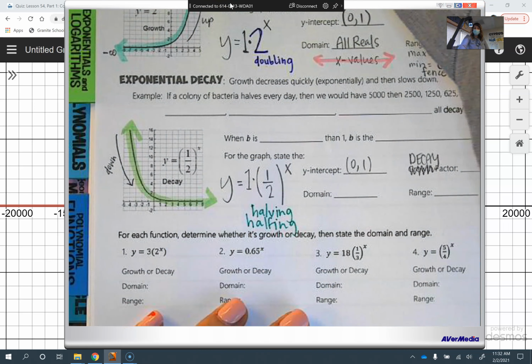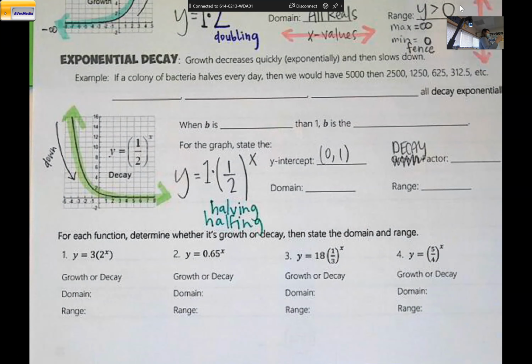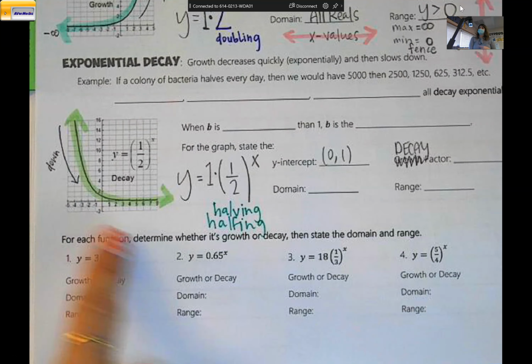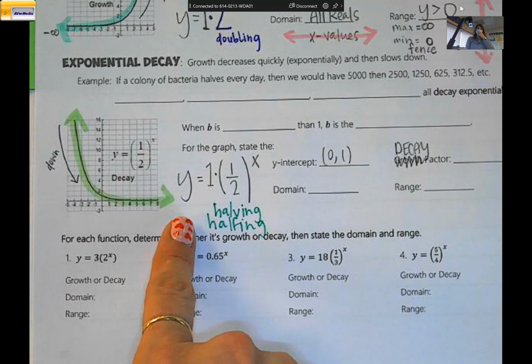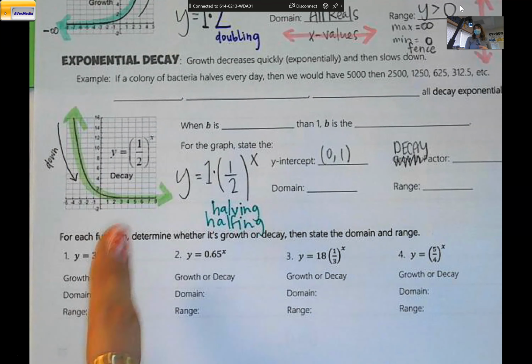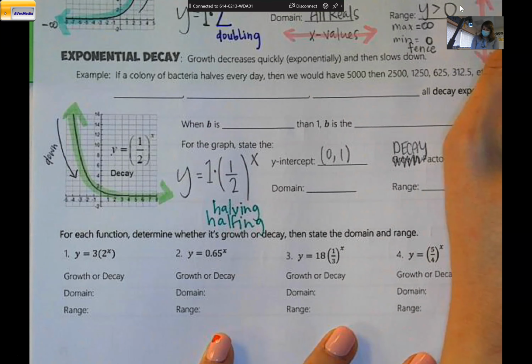So what does this mean? This means that if you start out with 1,000, then it cuts itself down into 500, then 250, 125, 62.5, 31.25. It cuts itself in half every single time. That's why it's decreasing so dramatically. Because at the first time, you go from 500 to 250. That's a big drop. So this time, our decay factor is 1/2.